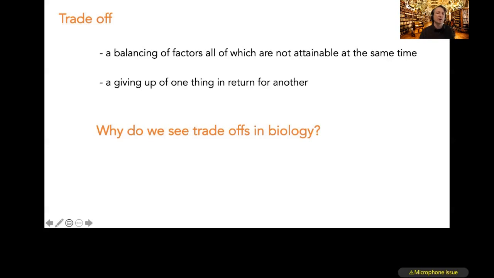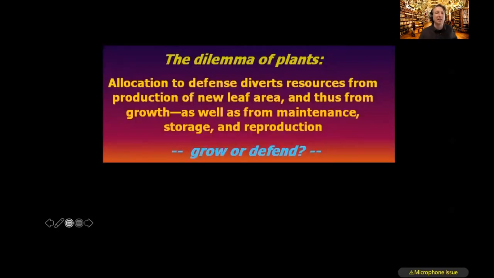So why do we see these trade-offs in biology? Well, these trade-offs reflect these allocation principles. For example, we can think about allocation to defense, secondary chemistry. This is one of the dilemmas of plants, because remember, the world is filled with insects and herbivores that want to eat you down to a nub. And so a fundamental dilemma of plants is allocation to defense. But that's going to divert resources away from production of new leaf area.